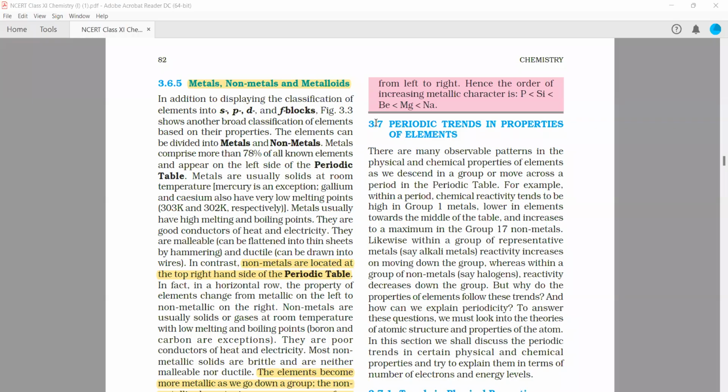So now let us start this chapter with the 3.7 point, which is periodic trends in properties of elements. Before this, we have studied why the periodic table is grouped into 4 blocks, S, P, D, and F, and also we have seen the metals, non-metals, and metalloids, how they are placed in the periodic table. Now we will be studying the trends in the properties of the elements.